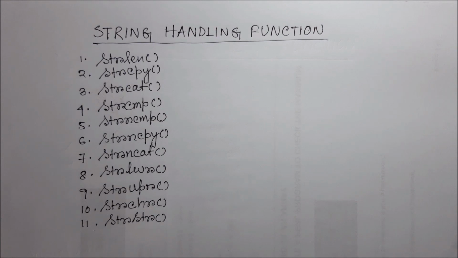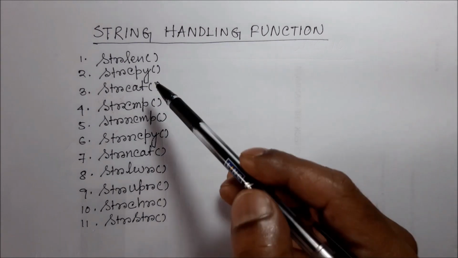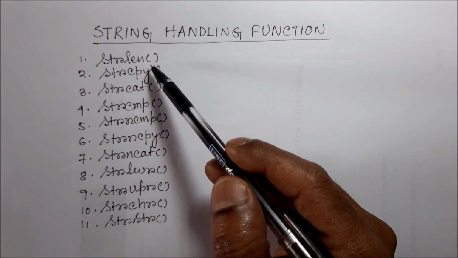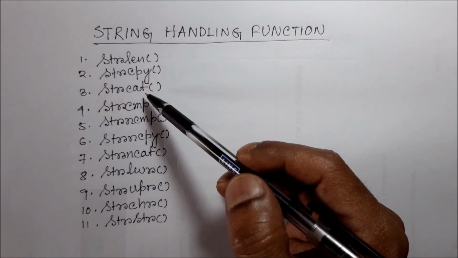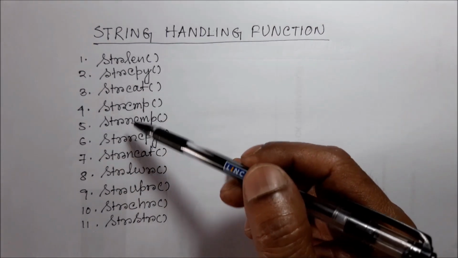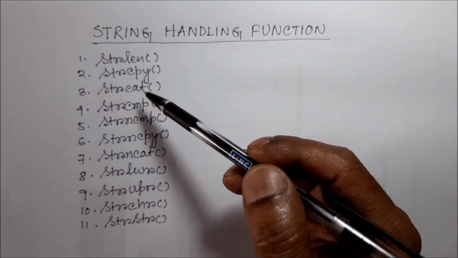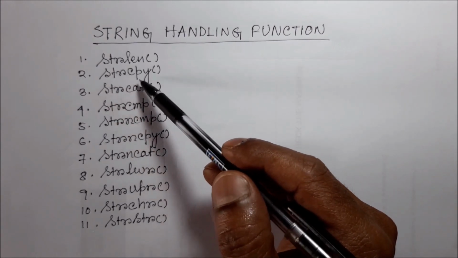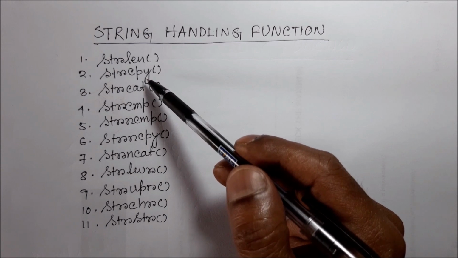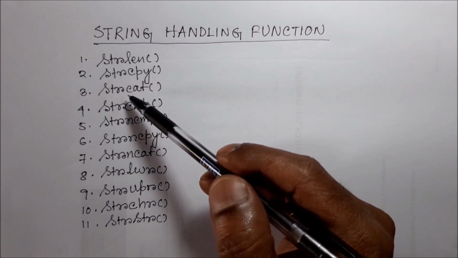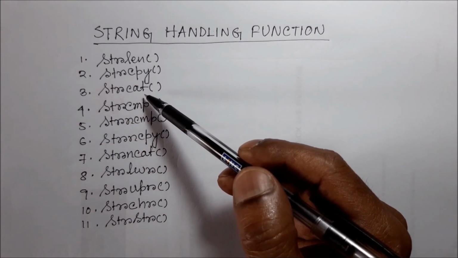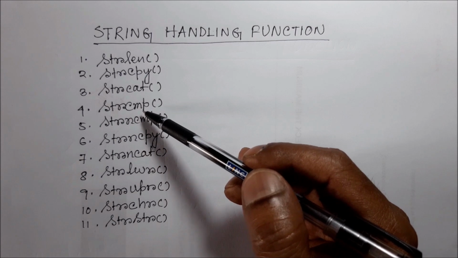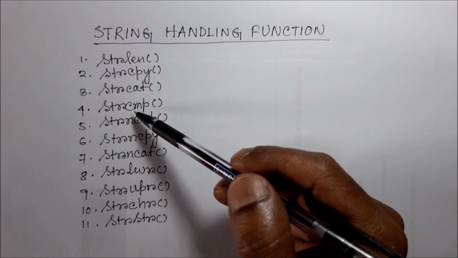There are several commonly used string handling functions, such as strlen, string length, to calculate the length of a string. I will discuss them in detail one by one. Right now I am just giving the overview of how many functions I am going to discuss. The second one is strcpy, to copy a string to another string. The third one is strcat for string concatenation. For string comparison, I'll use the function strcmp.